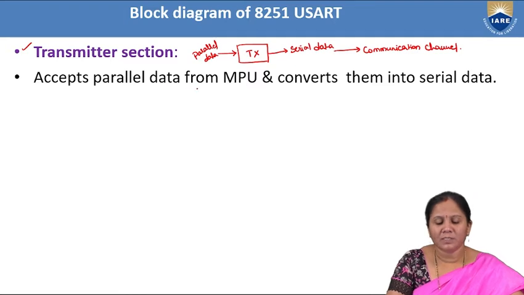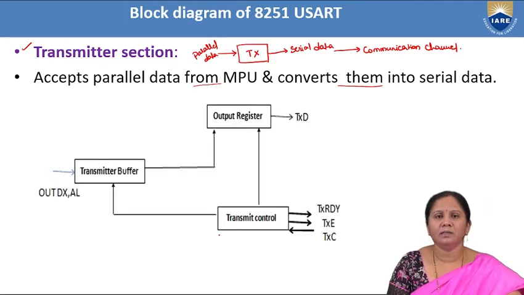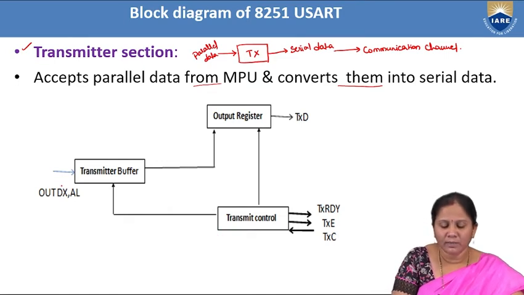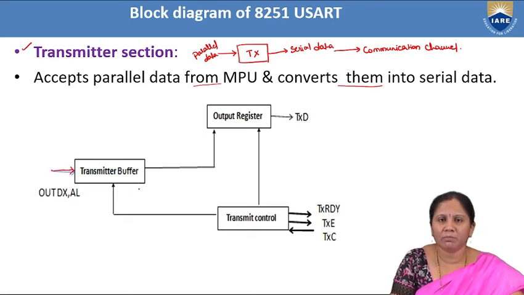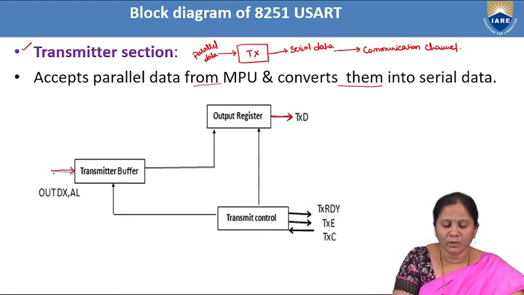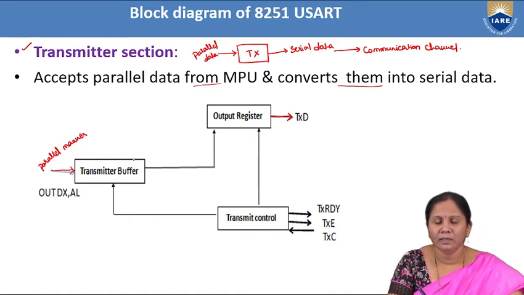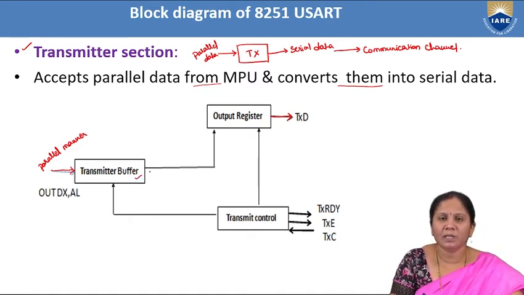And so this transmitter section accepts parallel data from the microprocessor and converts them into serial data. So here it consists of different blocks like transmitter buffer and output register. Whatever data we are getting will be in parallel form, and this parallel data will first be kept in the transmitter buffer block, and then converted into serial data.